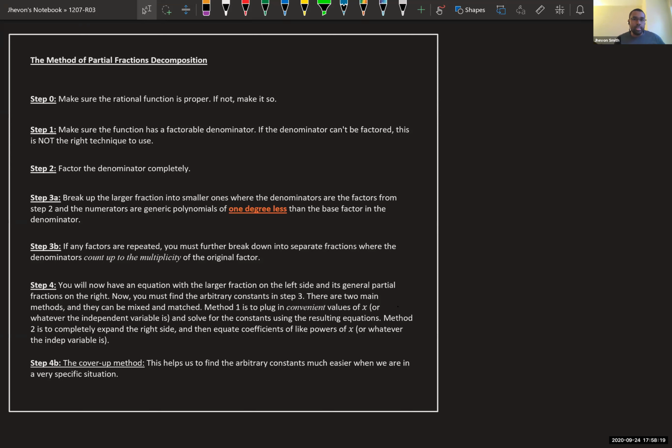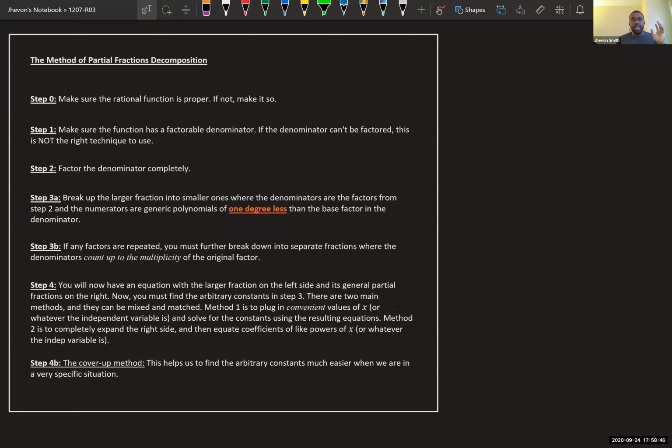So that leads to the things you want to check. Do I have a proper rational function? Step 0. Step 1, is the denominator factorable? If yes, awesome, partial fractions can probably work. But then you need to go through the process. Step 2, you're going to actually factor the denominator. Step 3, you're going to break up the fraction based on the factors in the denominator, and I'm going to show you how to do this.